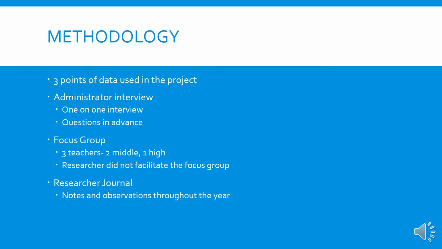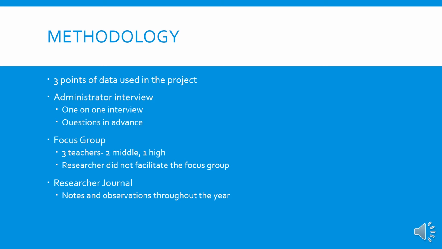The second point of data was a focus group. For the focus group, 3 teachers were used. 2 were middle school teachers and 1 was a high school teacher. For this focus group, the researcher did not facilitate the focus group. An outside person facilitated the meeting while the researcher took notes.